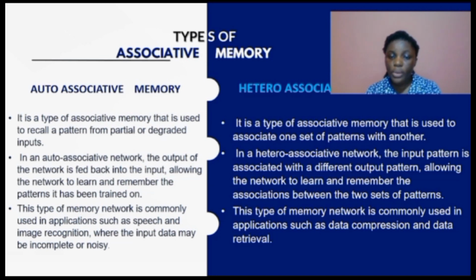The hetero-associative memory is a type of associative memory that is used to associate one set of patterns with another. In a hetero-associative network, the input pattern is associated with a different output pattern, allowing the network to learn and remember the association between two sets of patterns. This type of memory network is commonly used in applications such as data compression and data retrieval.